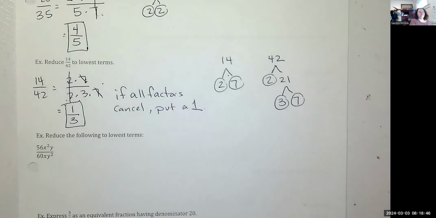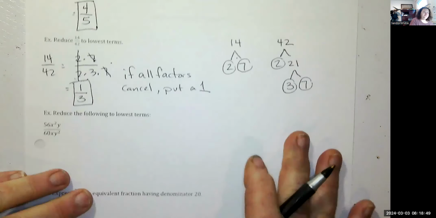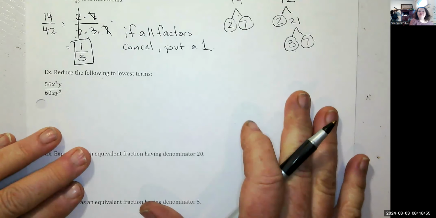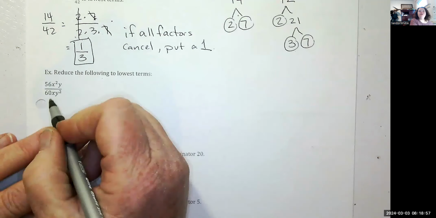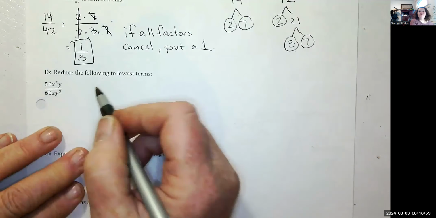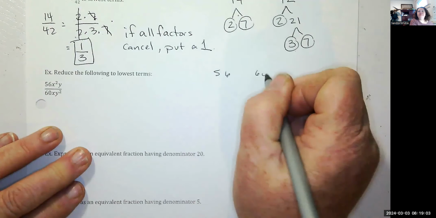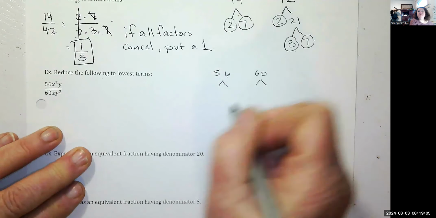Okay, let's go to the next one. Reduce the following to lowest terms. Okay, try this one yourself. This would be a good one for you to try. Focus on just the numbers first and then the letters. All right, 56 and 60. Let's break these down, see what they're made of.